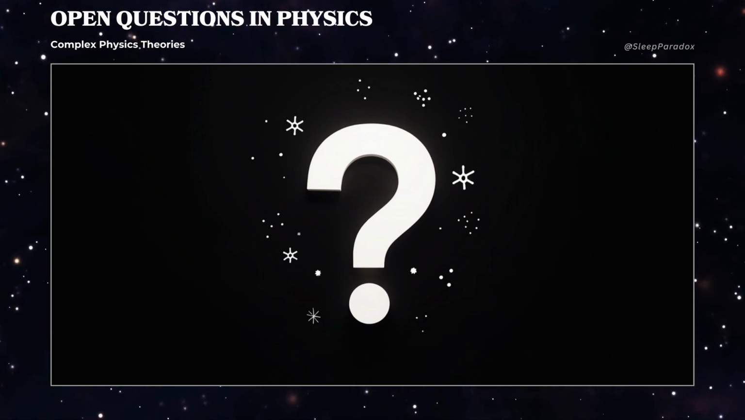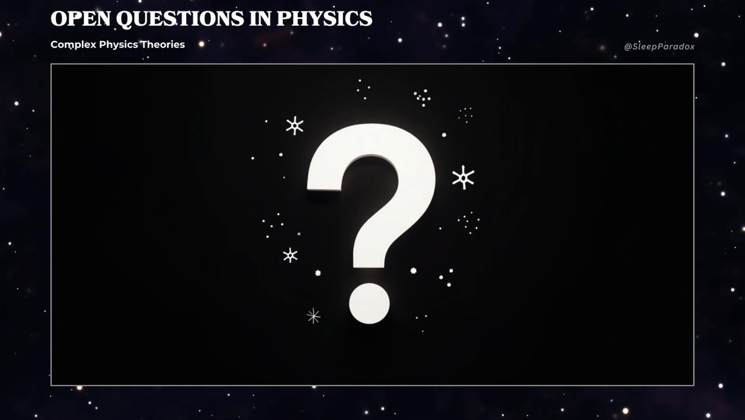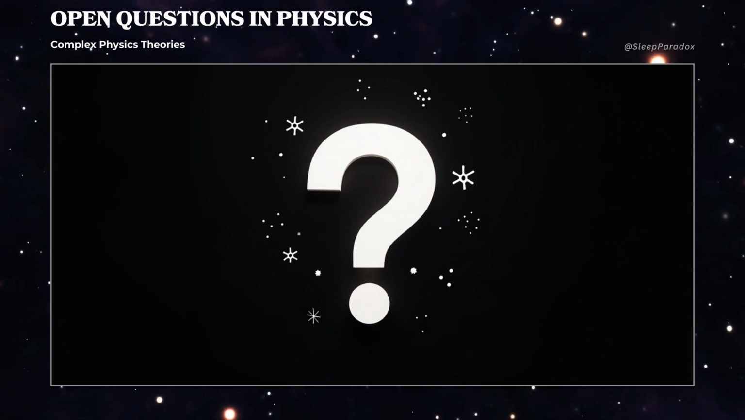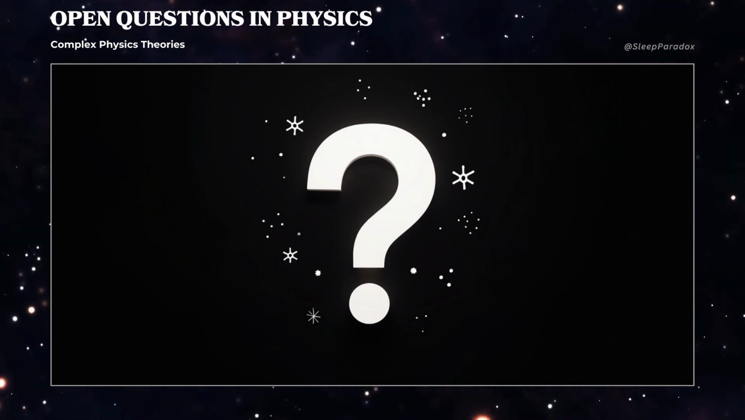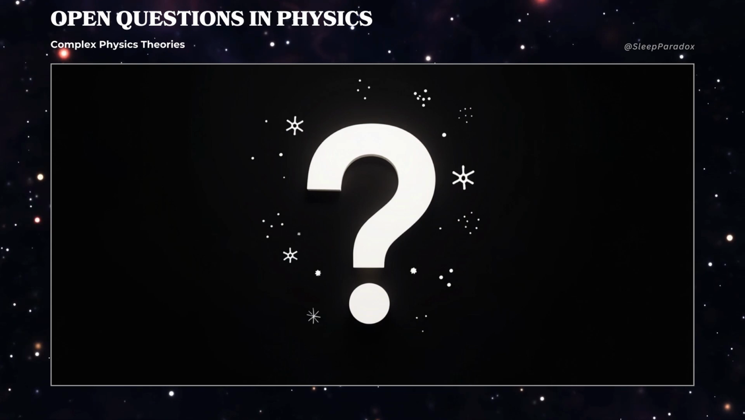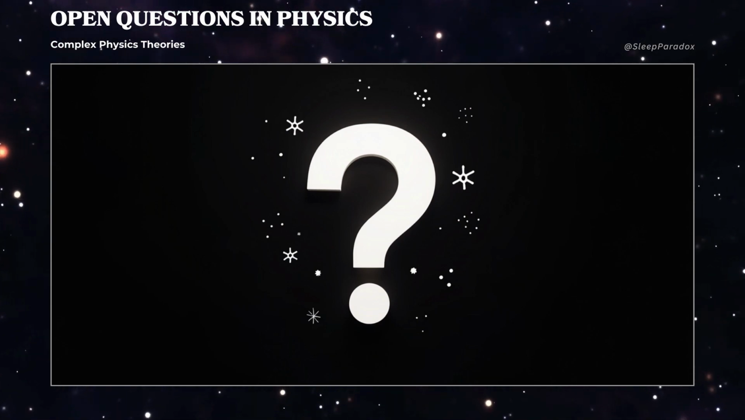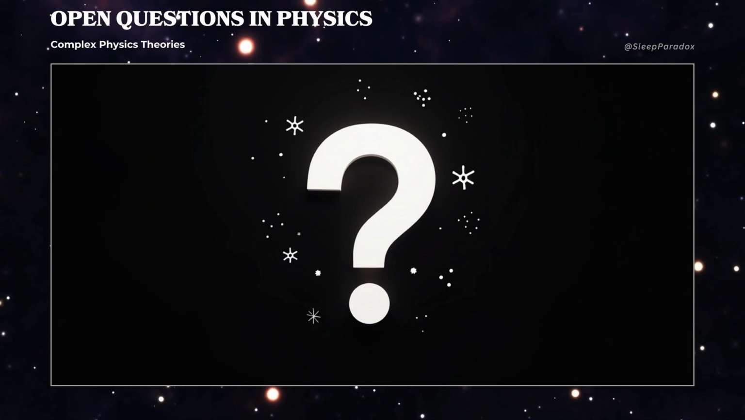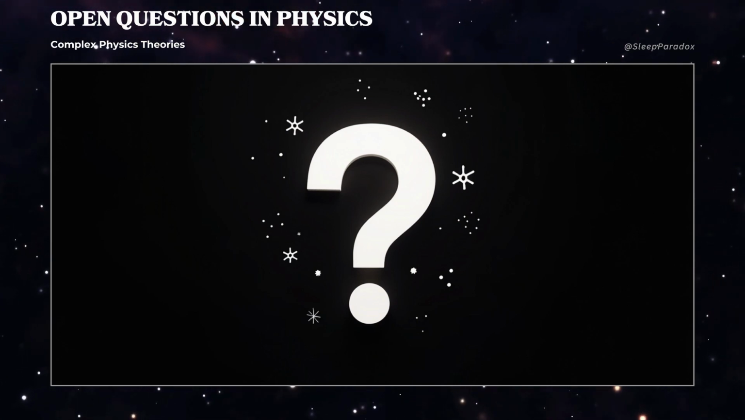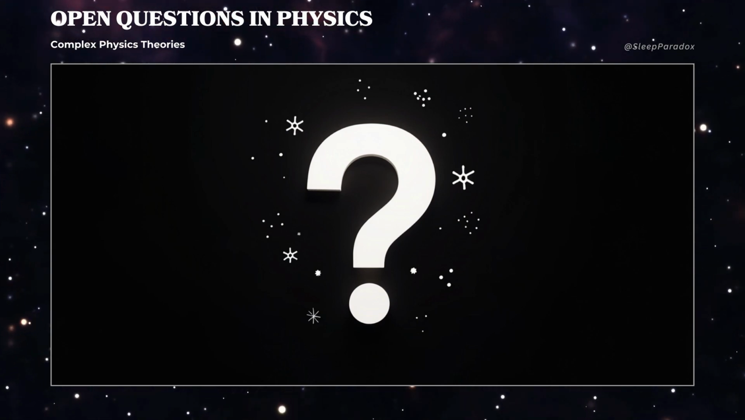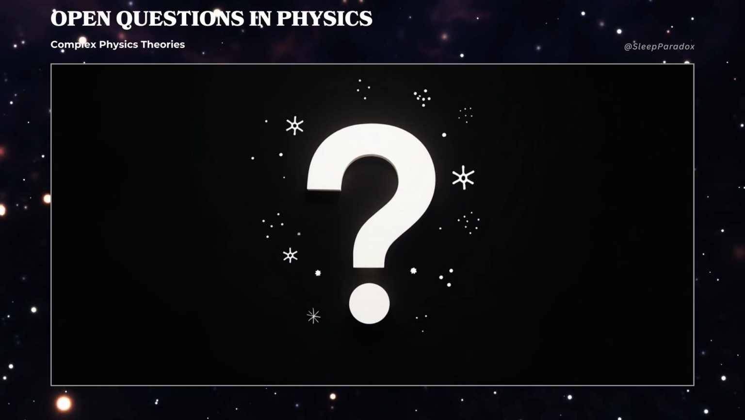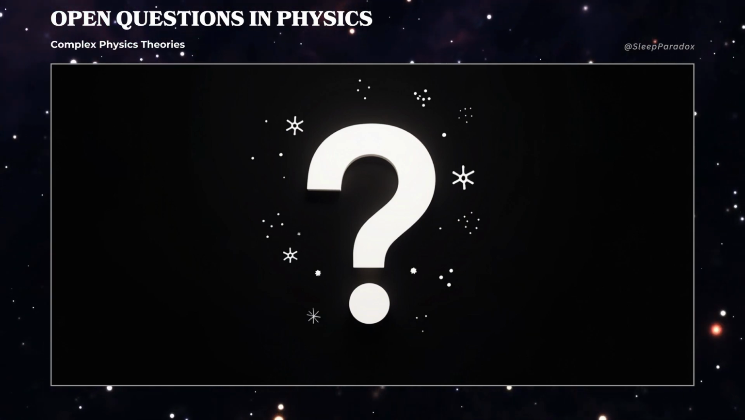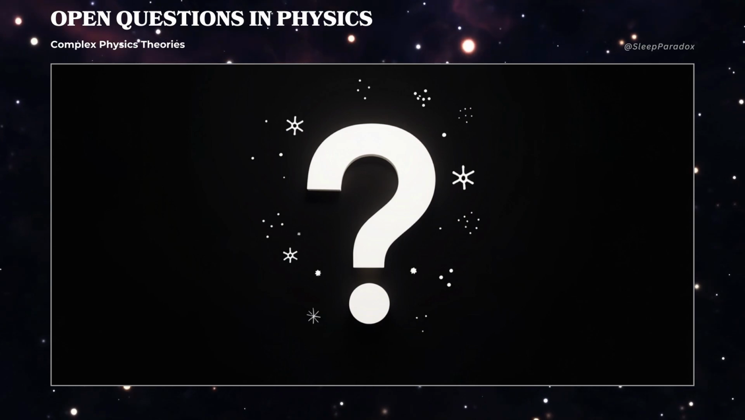Another major puzzle is dark energy. In the late 1990s, astronomers discovered that the expansion of the universe is speeding up. That was unexpected. The force causing this acceleration is called dark energy. It seems to make up more than 2/3 of the total energy in the universe, but we know almost nothing about it. Is it a property of space itself? Is it something that changes over time? Or is it a sign that our understanding of gravity is incomplete?